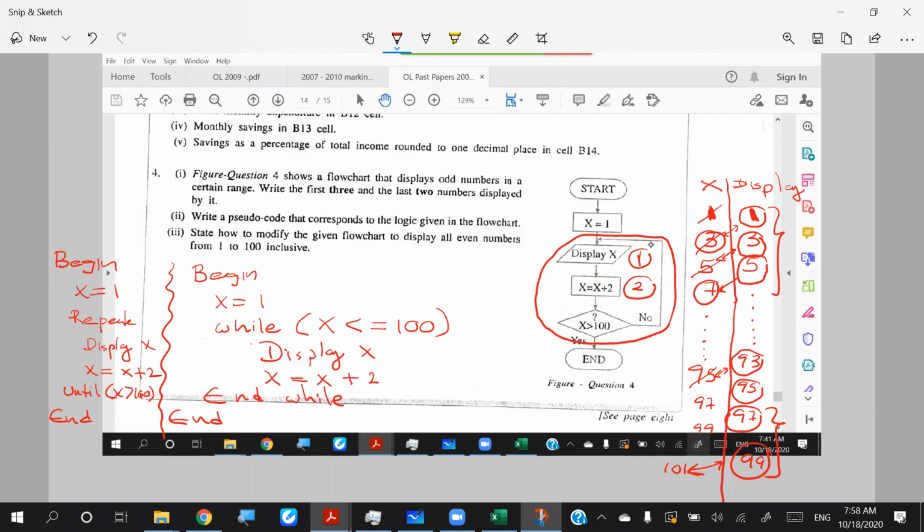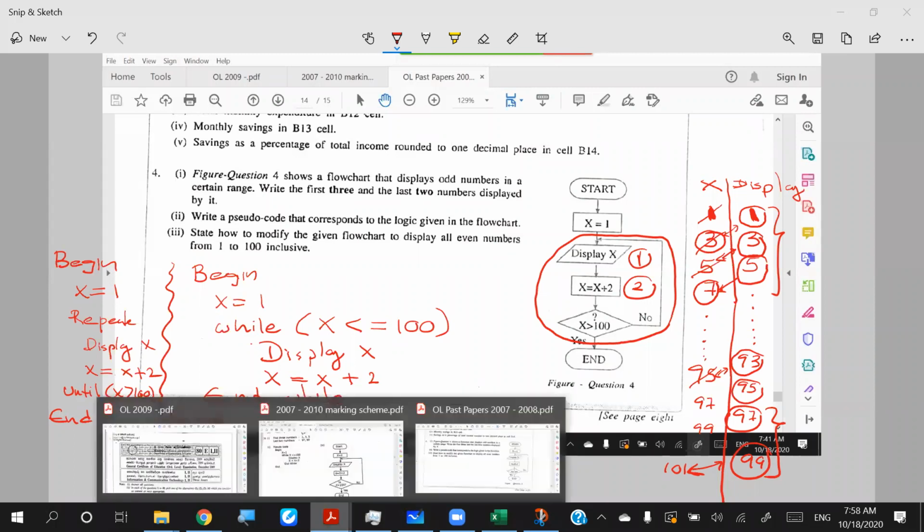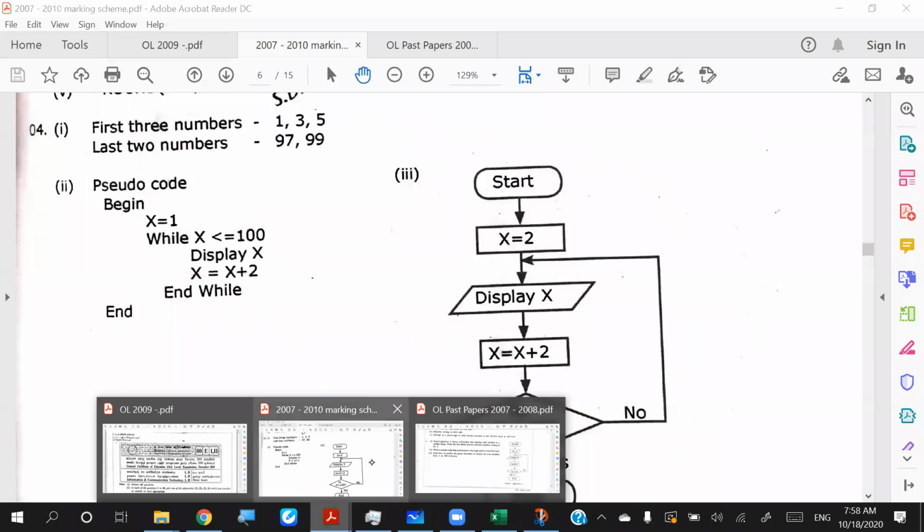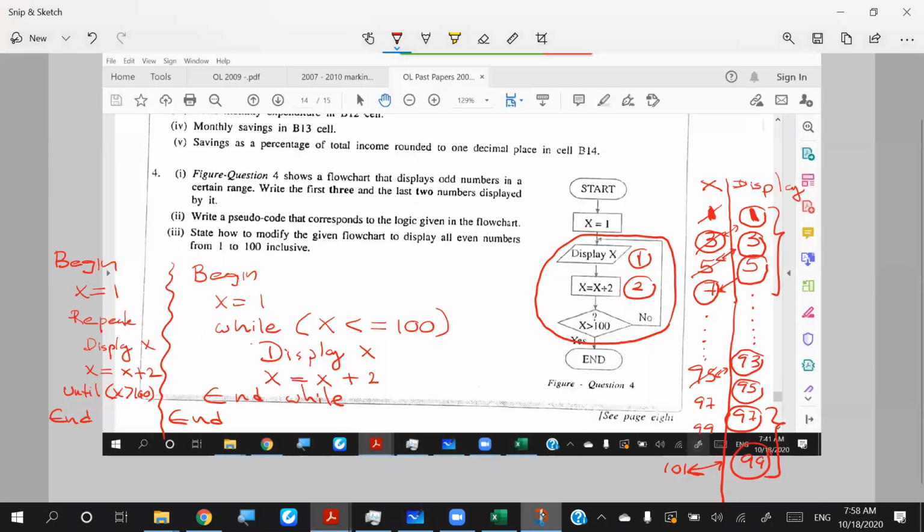All right, so moving to the third part. State how to modify the given flowchart to display all even numbers. Now this displays the odd numbers. They're asking how to show all even numbers. So the only difference that you need to do is you are assigning 2 to the x. Previously they have assigned the 1 to the x in the question.